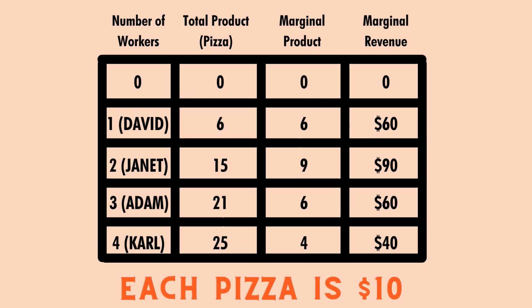However, if the marginal cost was $50, then he should only be hiring the first 3 workers. He should only be hiring David, Janet, and Adam because what they're bringing in, their marginal revenue, is greater than $50. Carl's marginal revenue is lower than $50, so he should not be hiring Carl.